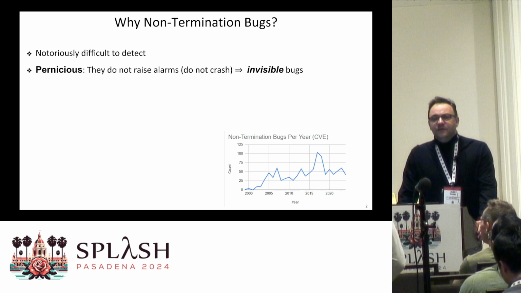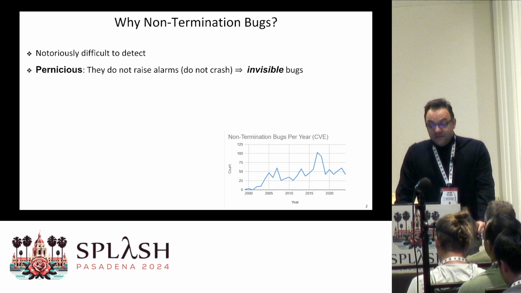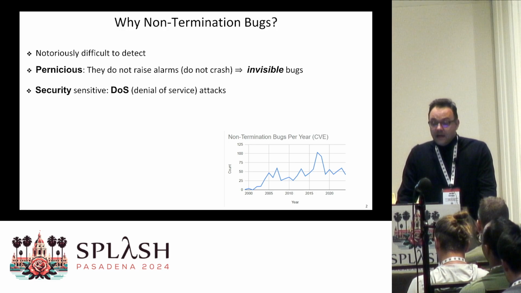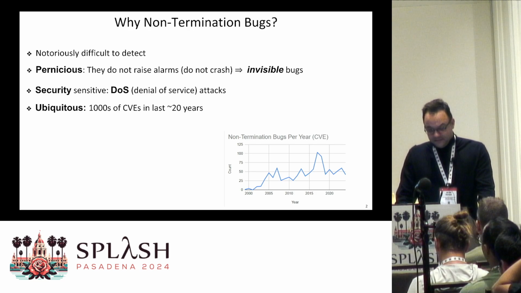They're really hard to see because when you have a program that does not terminate, typically that program is not going to respond. And it's possible that you have, for example, a server that all of a sudden is not responding anymore to requests from the clients, and you're not going to see any crash. And that can lead to real problems, real security issues such as denial of service attacks.